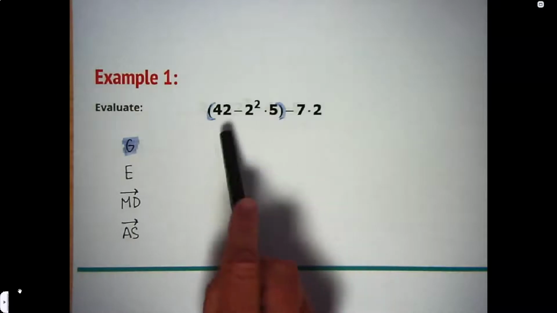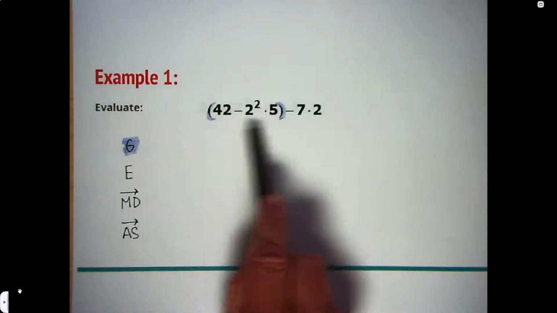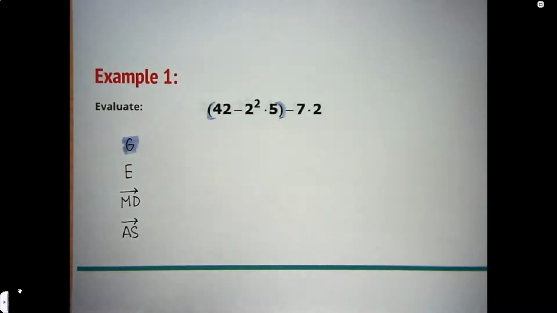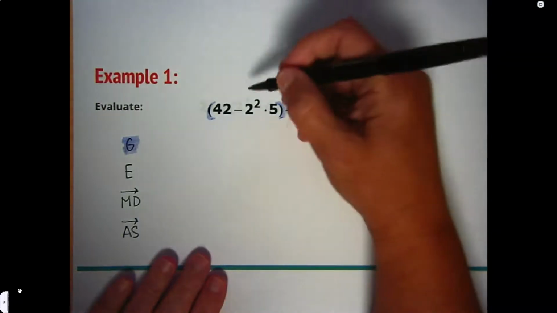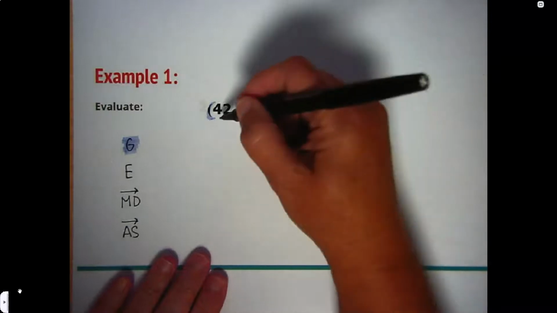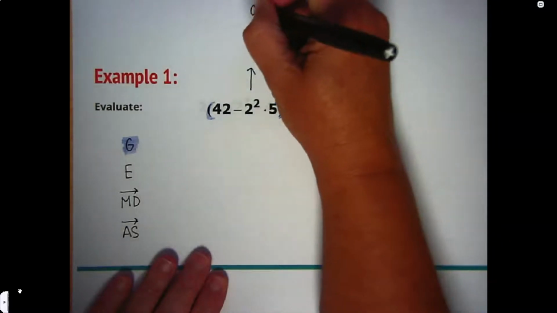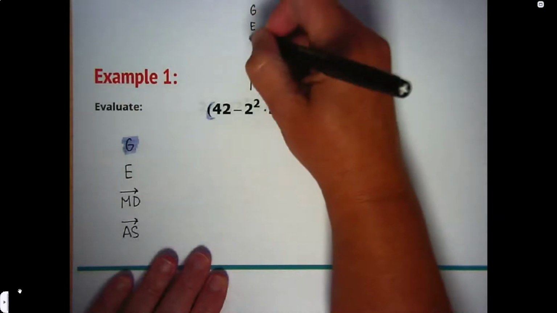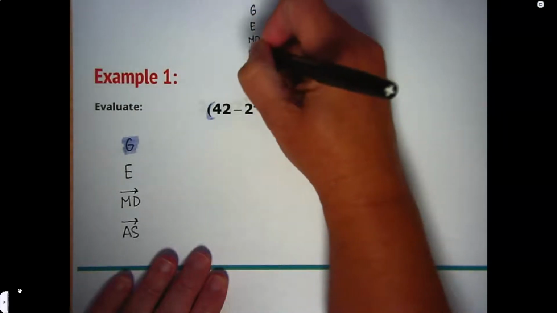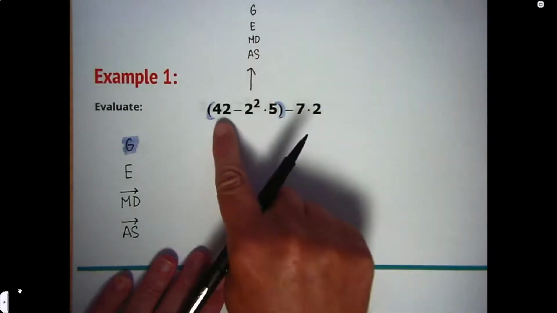So instead of just having a simple little problem inside my grouping symbols, I have a multi-step problem inside my grouping symbols. So what I'm going to have to do is take this multi-step problem and use GEMDAS to evaluate this.